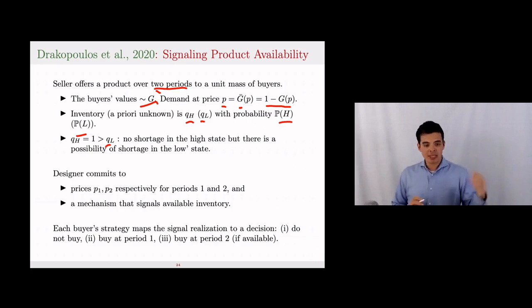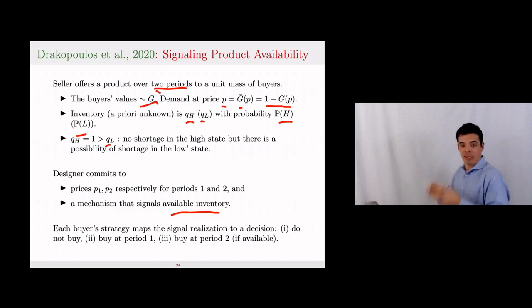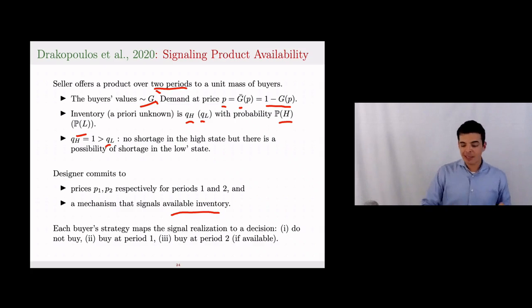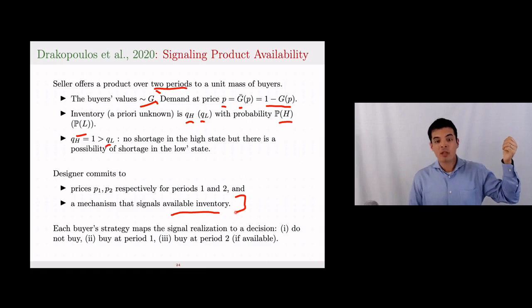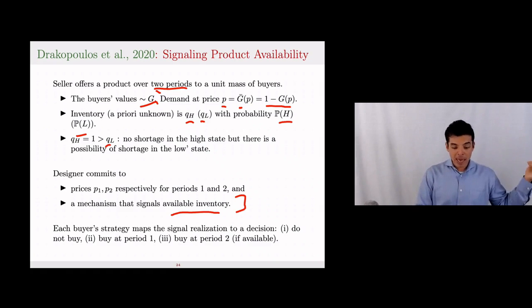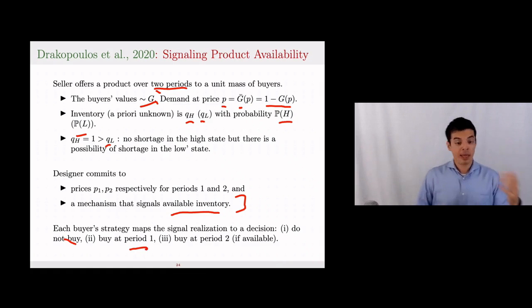What is the seller's or the designer's problem? Well, the seller commits to both an information structure that signals the available inventory and the prices P1 and P2 for periods 1 and 2. So at time 0, I commit to this, and then once the state is realized, once the inventory is realized, I reveal an informative signal to the buyers. Buyers update their posterior about the state and decide whether to buy at all. Maybe they choose not to buy at period 1, or wait until period 2 and buy if the product is still available in period 2.